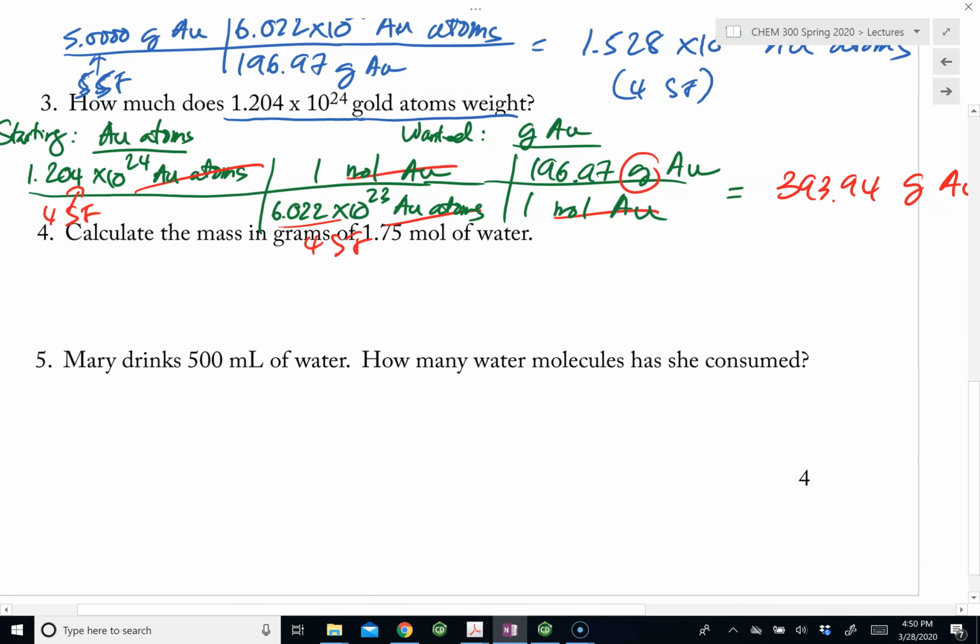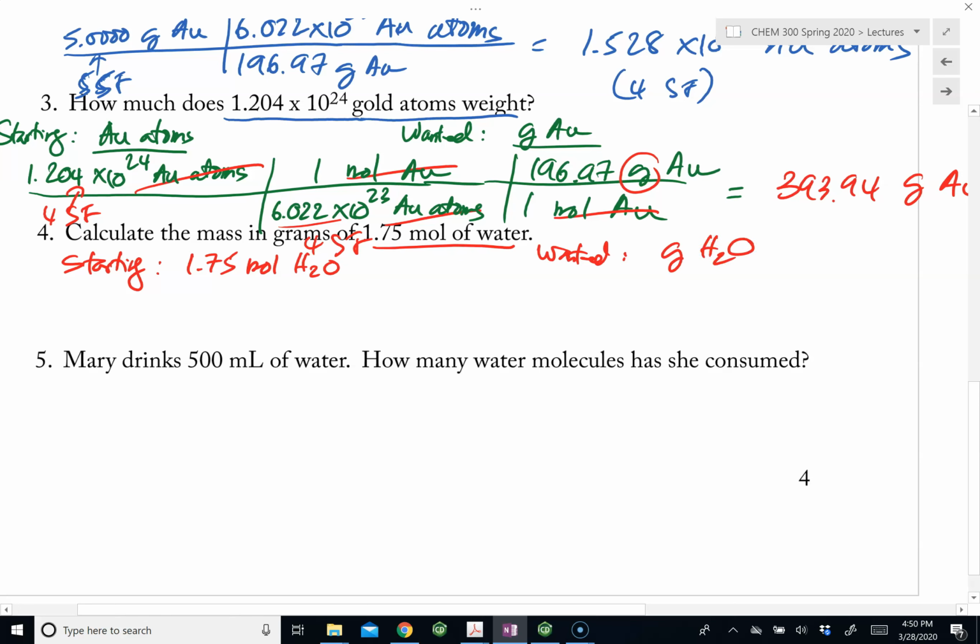And next, let's try this problem. Calculate the mass in gram of 1.75 mole of water. If I were to have 1.75 mole of water, how much would it weigh in terms of gram? So in this case right here, again, our starting unit will then be 1.75 mole of water, and our wanted unit would then be gram of water.